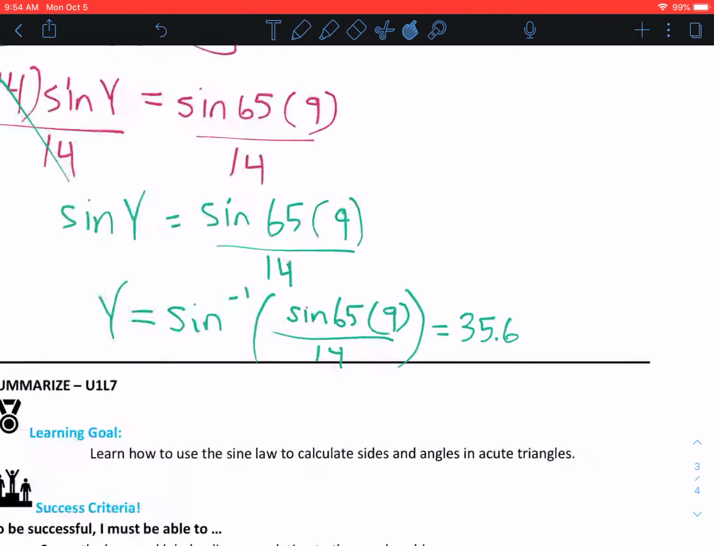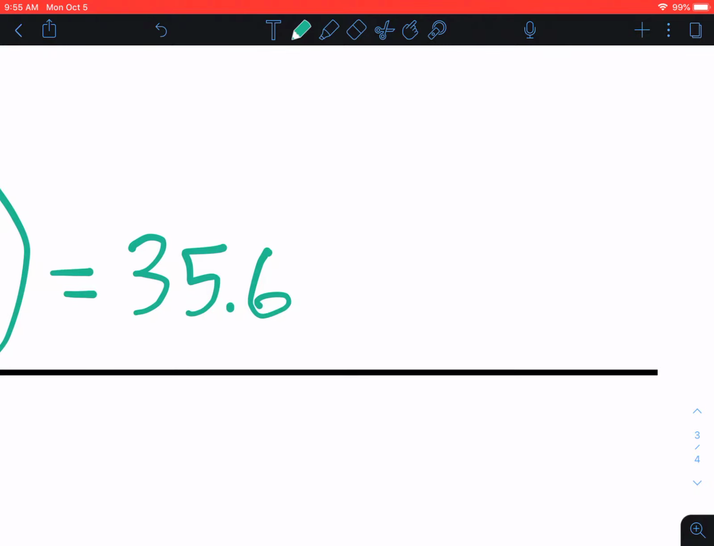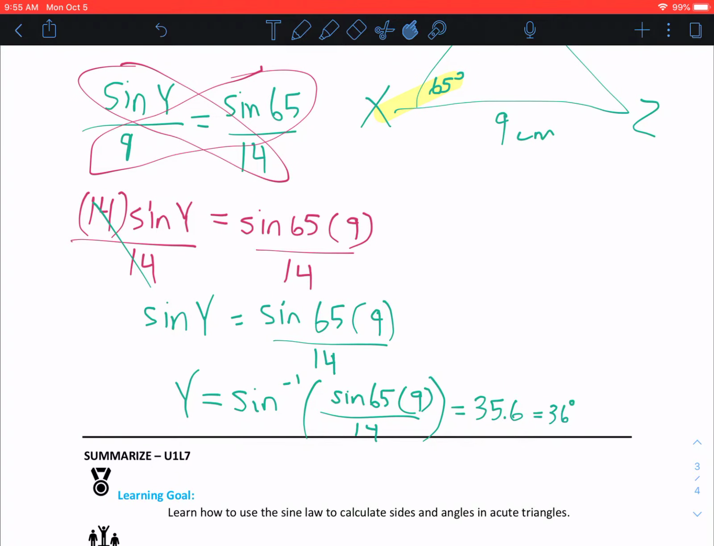If we check the top of the question, it says to round your answers to the nearest unit of measurement. We're measuring in degrees, so that's our unit. We have to round to the nearest degree. In this case, we're going to round up to 36 degrees. So we found the angle.